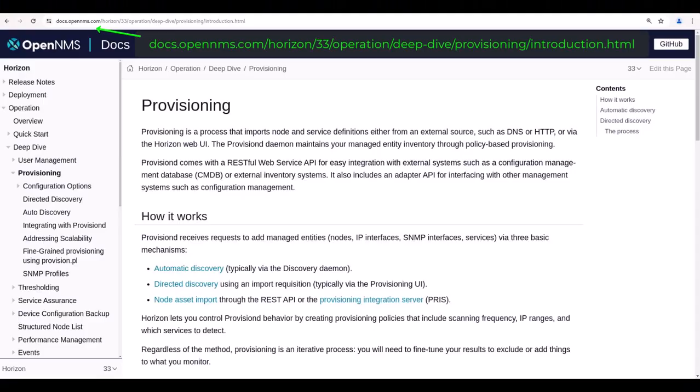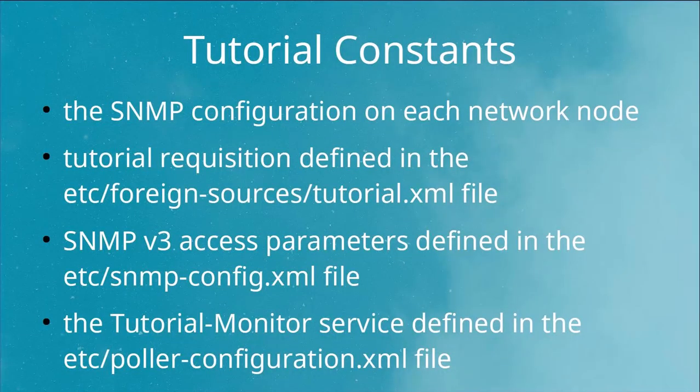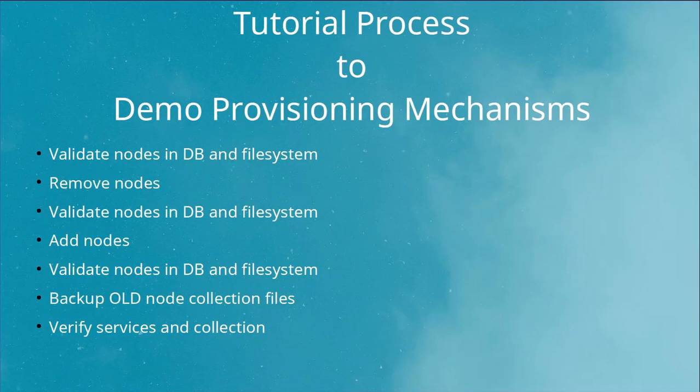The material in the remainder of this module is extracted from the Horizon Operations Deep Dive documentation in Provisioning. During each of the remaining provisioning demonstrations, the following will remain constant: the node SNMP configuration, the OpenNMS tutorial requisition, the SNMP v3 access parameters, and the tutorial monitor service defined in poller-configuration.xml. Each of the provisioning methods will be demonstrated using these steps.